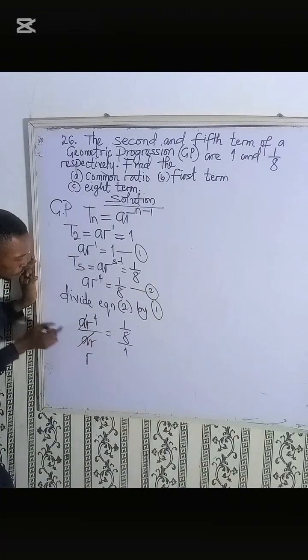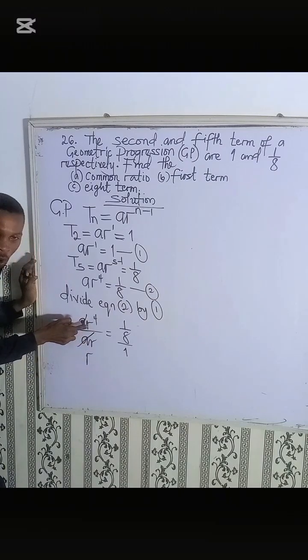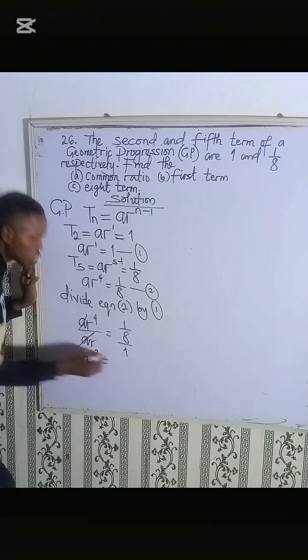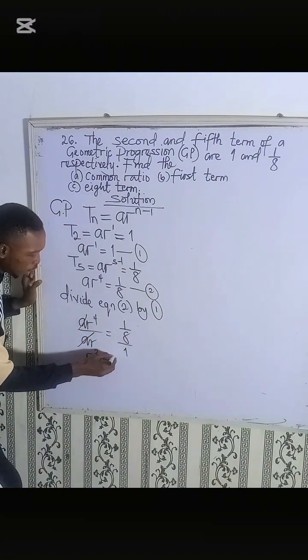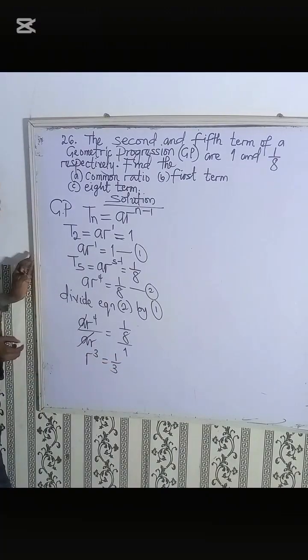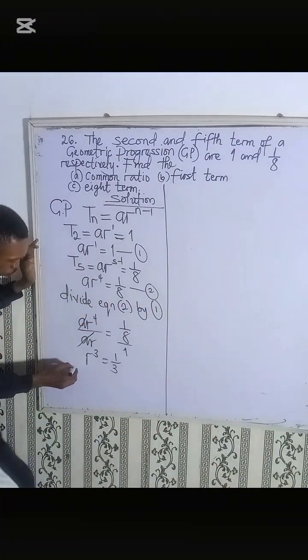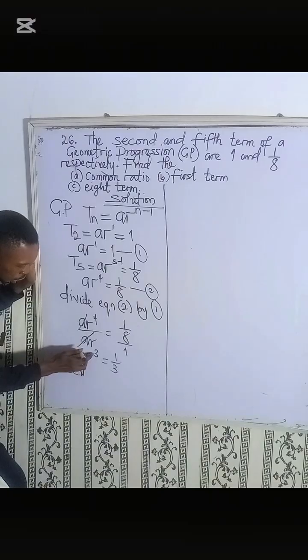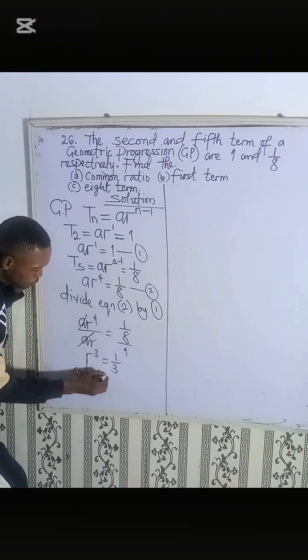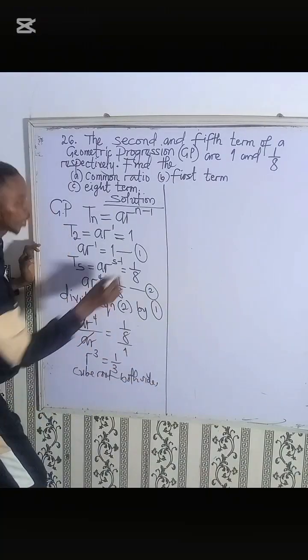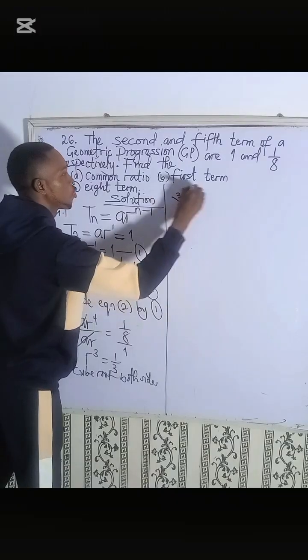So here is r, we cancel out one r in r to the power of 4. It will remain r to the power of 3 is equal to 1 over 8 divided by 1. That's 1 divided by 8. Right. So what do we do next? We are going to cube root both sides. Now to take away this power 3 here, you say cube root both sides.